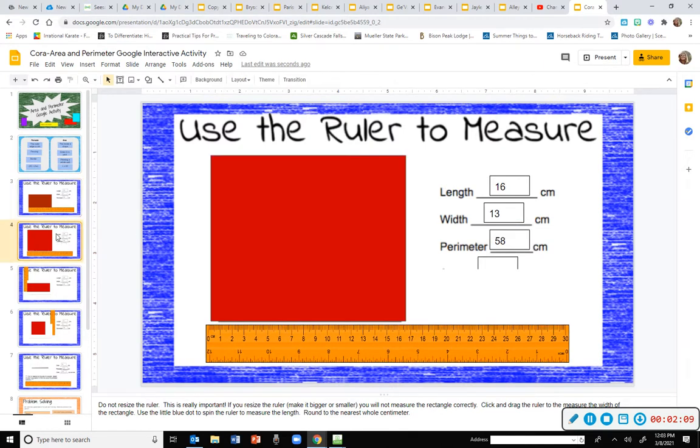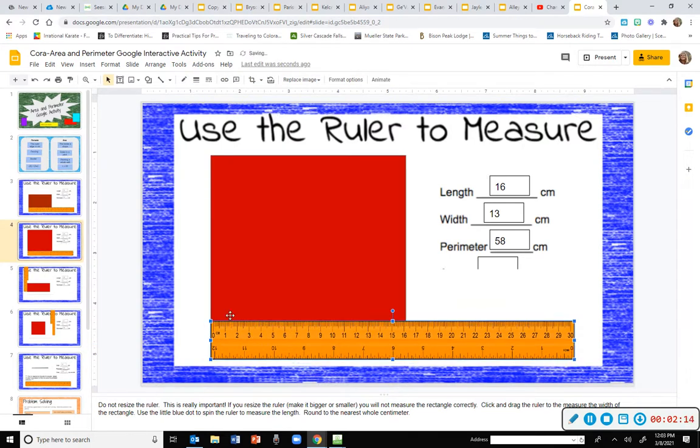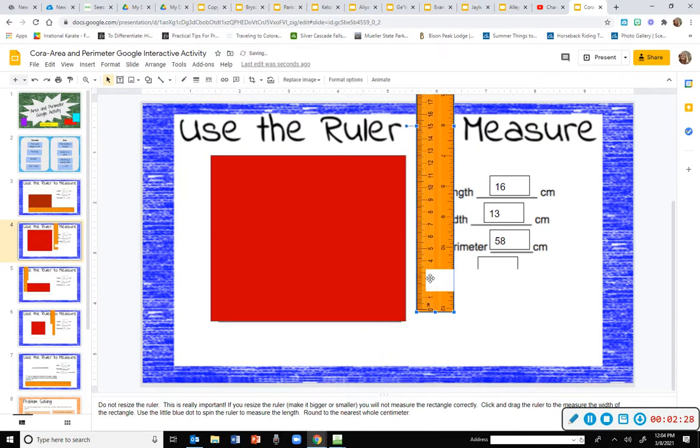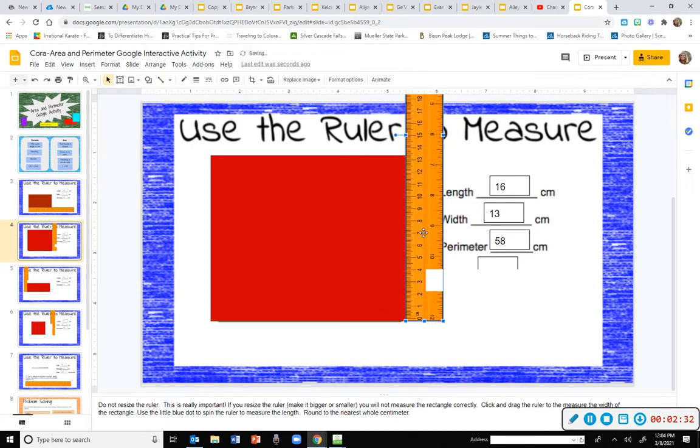Okay, the next one. The ruler, you line it up right here. This is about 16. And if you had rotated the ruler and measured, it should be about 13. So 16 plus 16 plus 13 plus 13. 58 is correct.